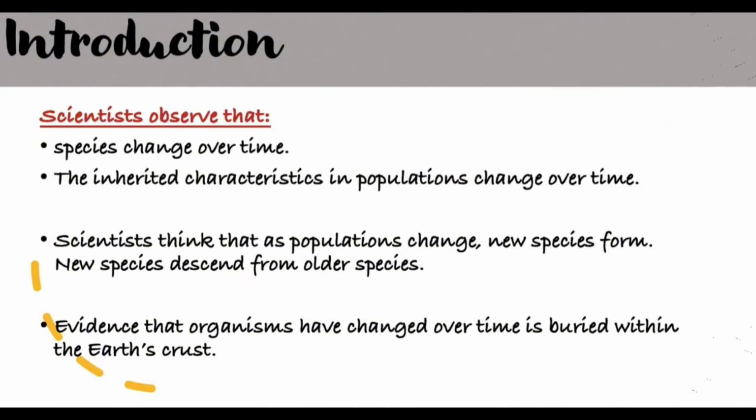Introduction. Scientists observe that species change over time. The inherited characteristics in population change over time, and scientists also think that as populations change, new species form. New species descend from older species, like ancestors. Evidence that organisms have changed over time is buried within the Earth's crust. This means fossils.